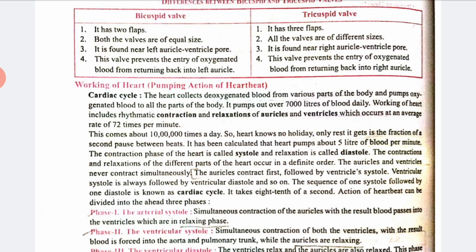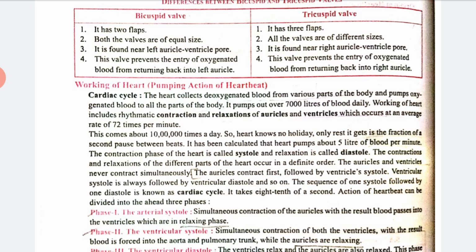Clear? Must remember this. The contraction and relaxation of different parts of the heart occur in a different order. Now the auricles and ventricles never contract simultaneously. The auricle contracts first, followed by the ventricular systole, and ventricular systole is always followed by ventricular diastole, and so on. The sequence of one systole followed by one diastole is known as the cardiac cycle, and it takes 0.8 of a second.